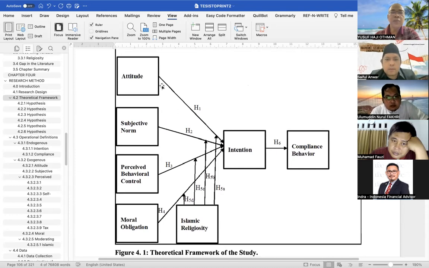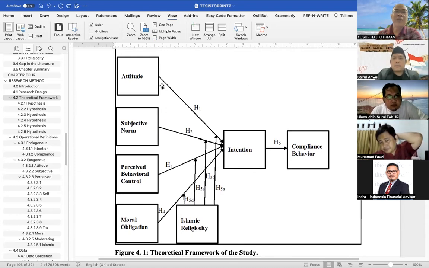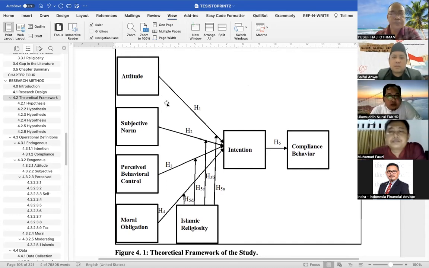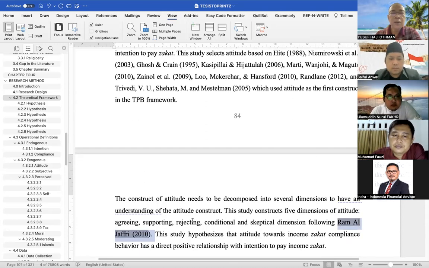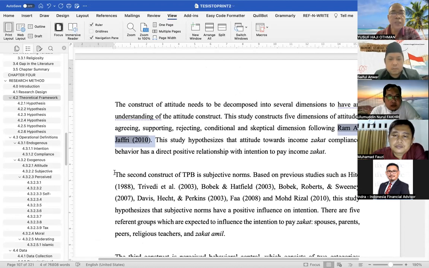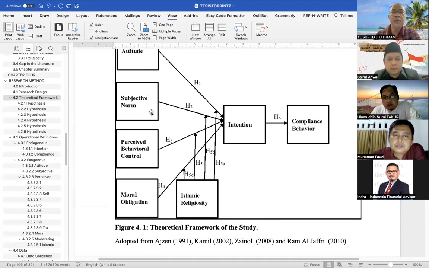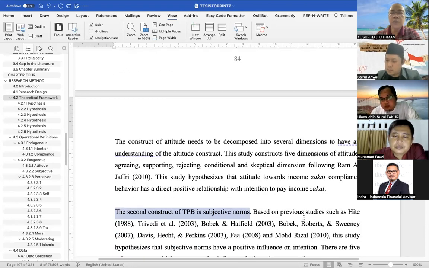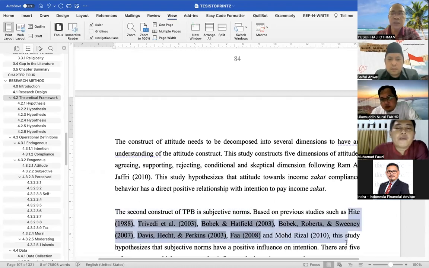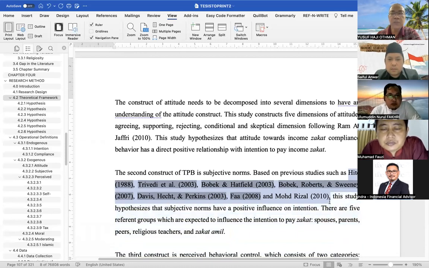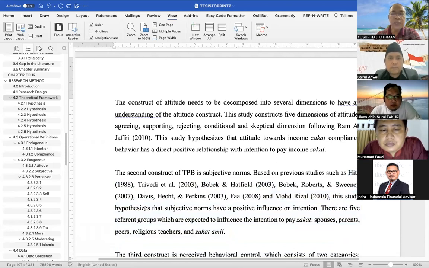So we cannot simply put everything. Every variable that we include, we must justify based on the previous studies and also based on logical argument. So all of these are explained. Then the second is subjective norms. I need to explain why this is included. So this is included also based on the previous studies, such as this guy. So I mentioned some of the previous studies that have used subjective norm. And so this study hypothesizes that subjective norms have a positive influence on intention.